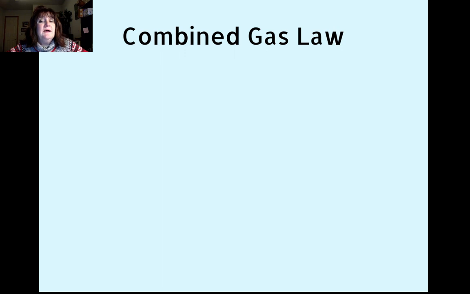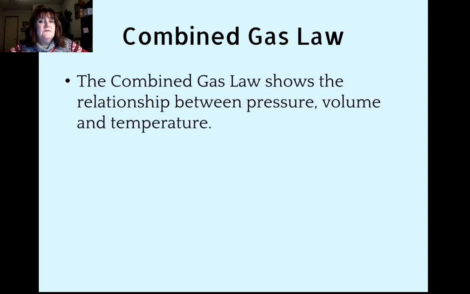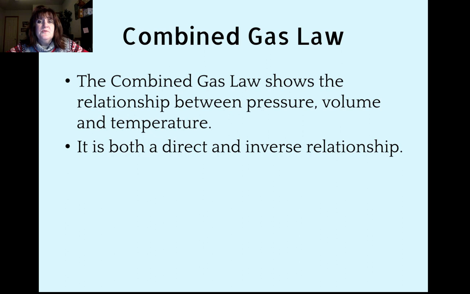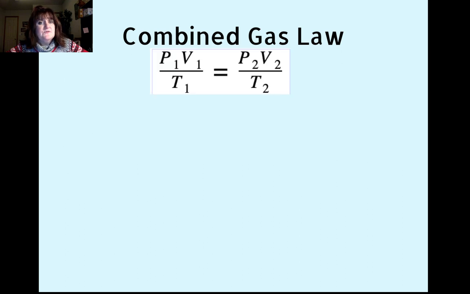Finally, we have the combined gas law. It puts Boyle's law and Charles' law together. It shows the relationship between pressure, volume, and temperature. It's both direct and inverse. And that's the equation. P1V1 over T1 equals P2V2 over T2. And again, we're looking at the before and the after.